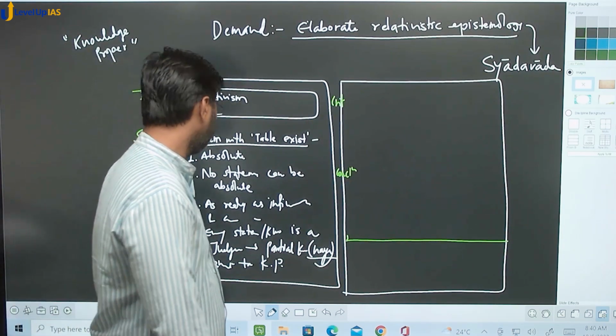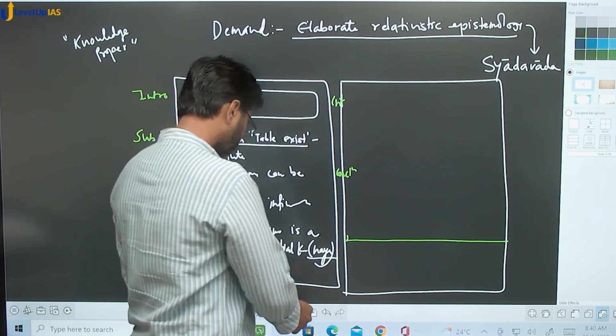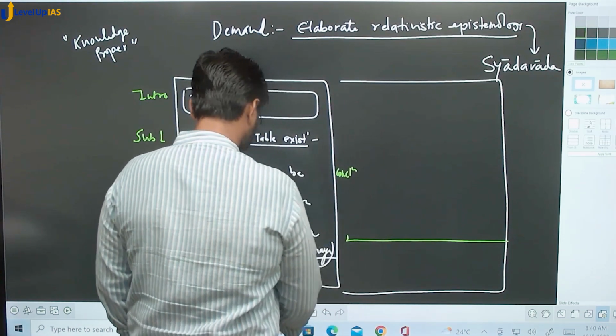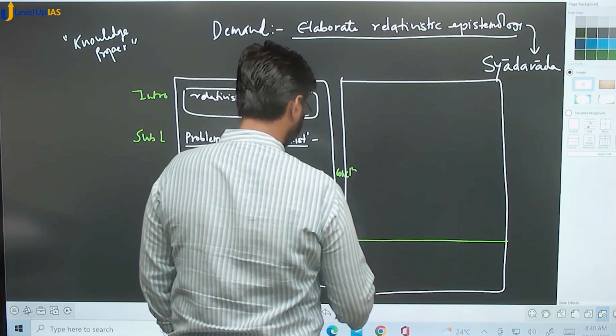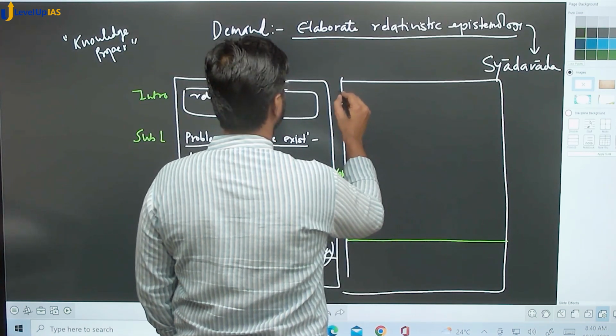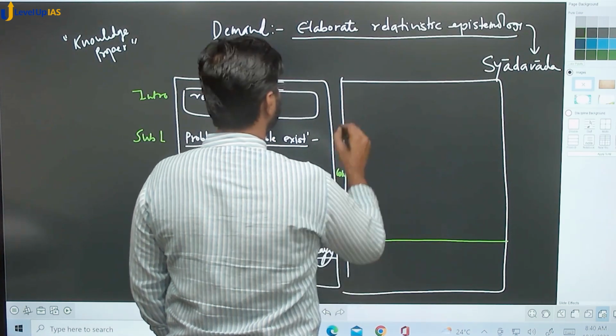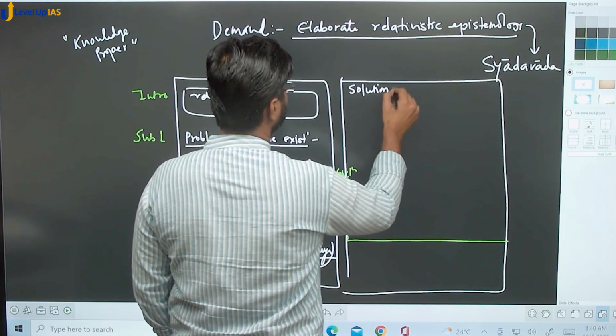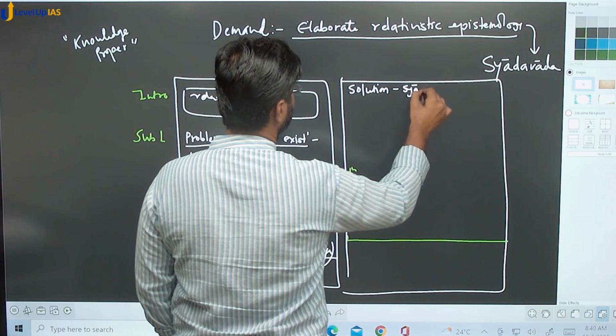Now the second subheading. As happened yesterday also, it goes a little bit here and there. So what will the second subheading be? The solution. Here, for the solution or correction, you can write Syadvad.